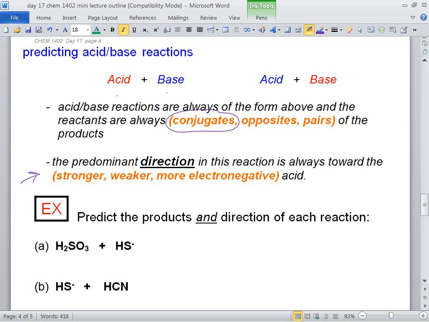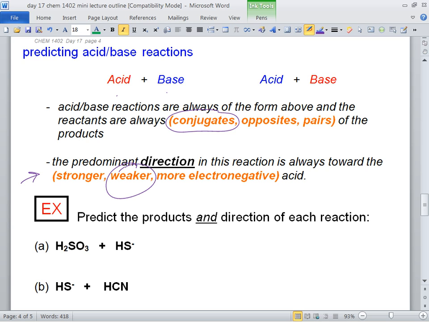Are you going to have more of the stronger acid when you reach equilibrium, or are you going to have more of the weaker acid? You're going to have more of the weaker acid because the stronger one breaks apart. Exactly. That's exactly right. So the arrow always points towards the weaker one. That's where you're going to have the most of.